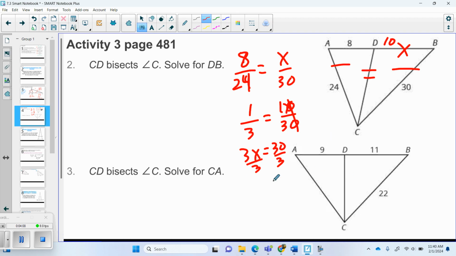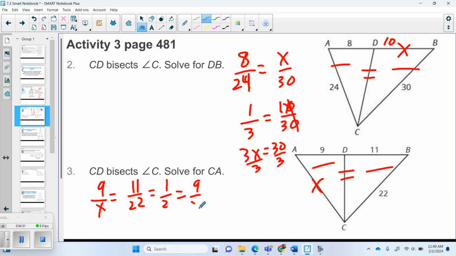Okay, welcome back. So we're solving for AC or CA, that's my unknown. This is my equal sign. I got some fractions here. 9 over unknown equals 11 over 22. I'm going to just think, hey, 11 over 22 equals 1/2. So that's going to then equal the 9 over x. Well, 9 is half as big as the bottom, so x would be 9 over 18. So x is 18, so that length is 18.